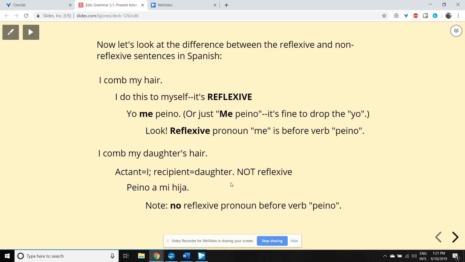So again, this sentence right here is not reflexive. The actant and the recipient are two different people, and because it's not reflexive, there is no reflexive pronoun me in front of our conjugated verb peino. All right, let's keep going.